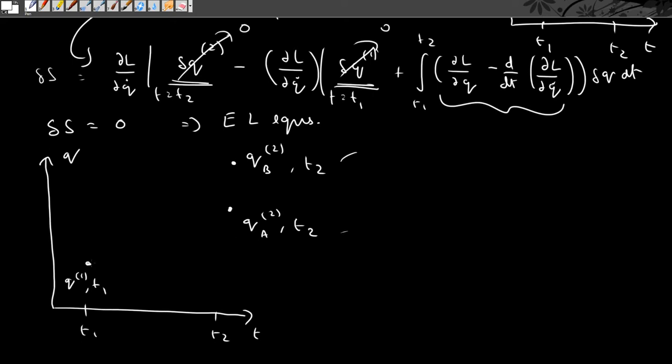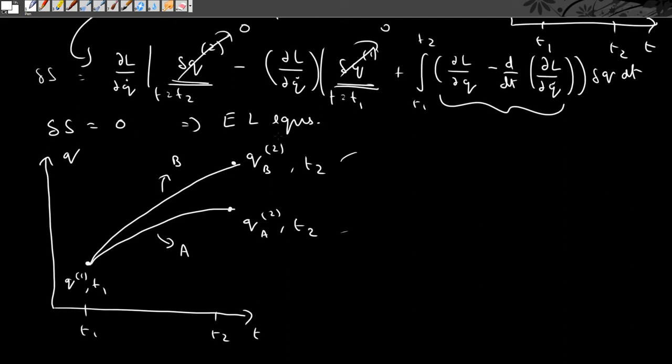So let those paths be the following. This is one path, and let's say this is the other path. This I'm going to call path A, this I'm going to call path B. So these paths are the paths for which the action is minimum, provided the initial and final positions are given by the respective Q2B and Q2A for the paths B and A.